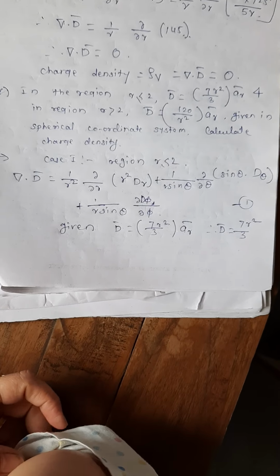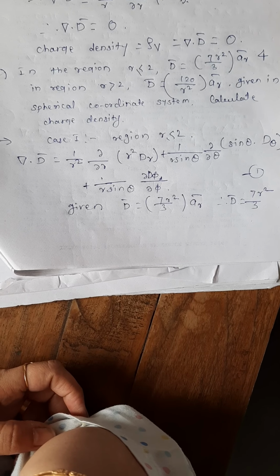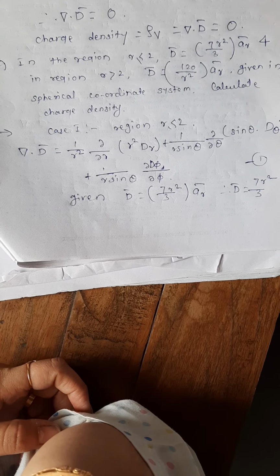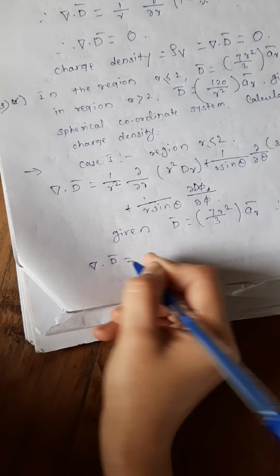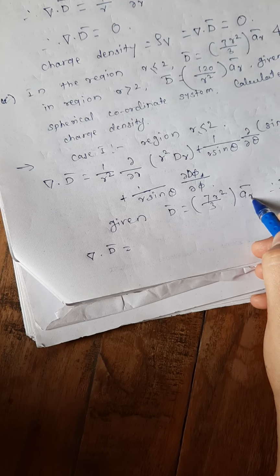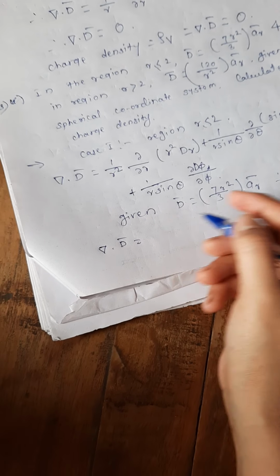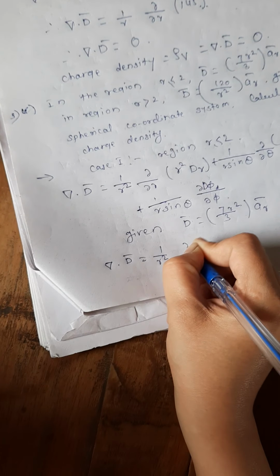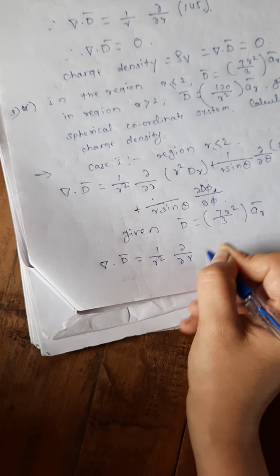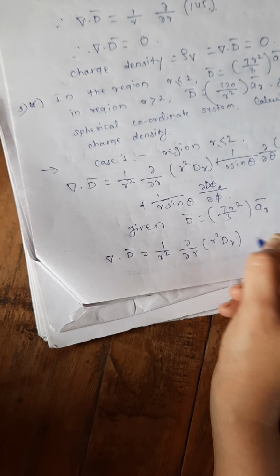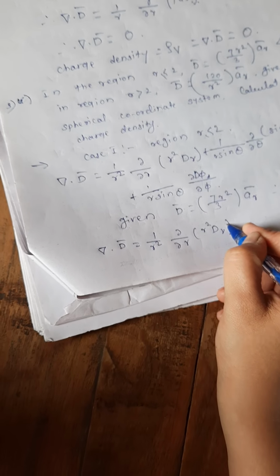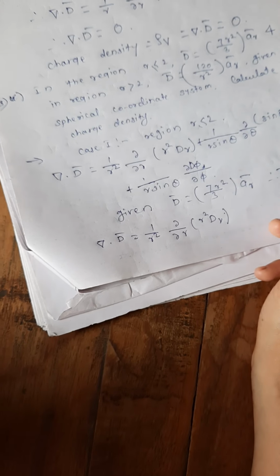Now this is equation number 1. This equation does not contain phi terms and Az term. So we can write equation 1 as del dot D bar equal to 1 by r square d by dr of r square Dr, only this term. Now we have the value of Dr, so we substitute this Dr as 7r square by 3 in this equation.